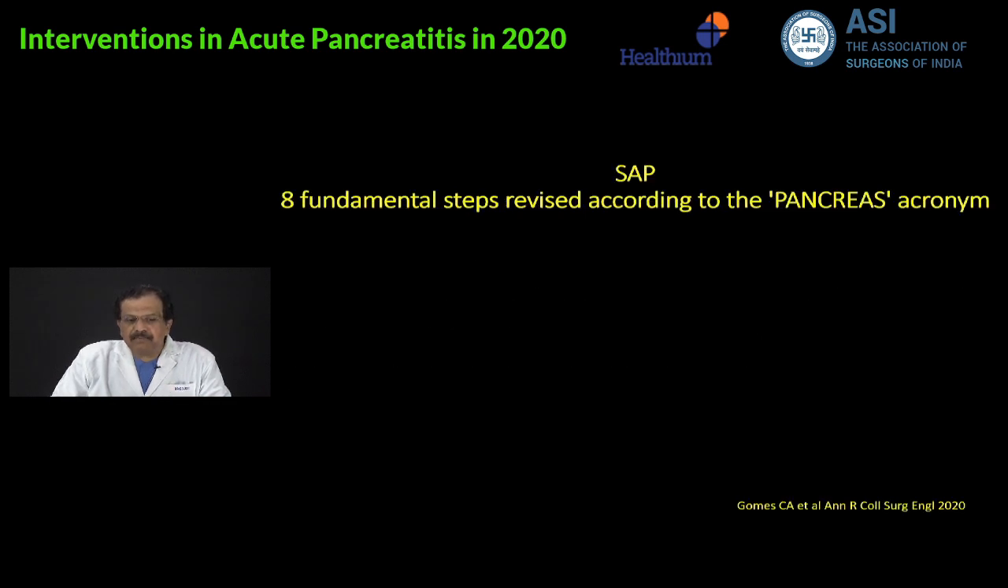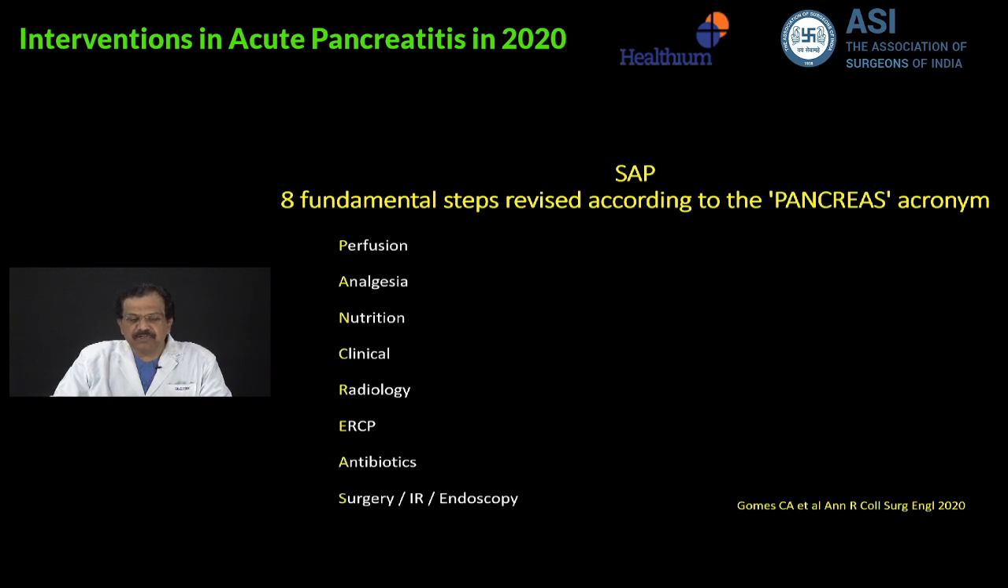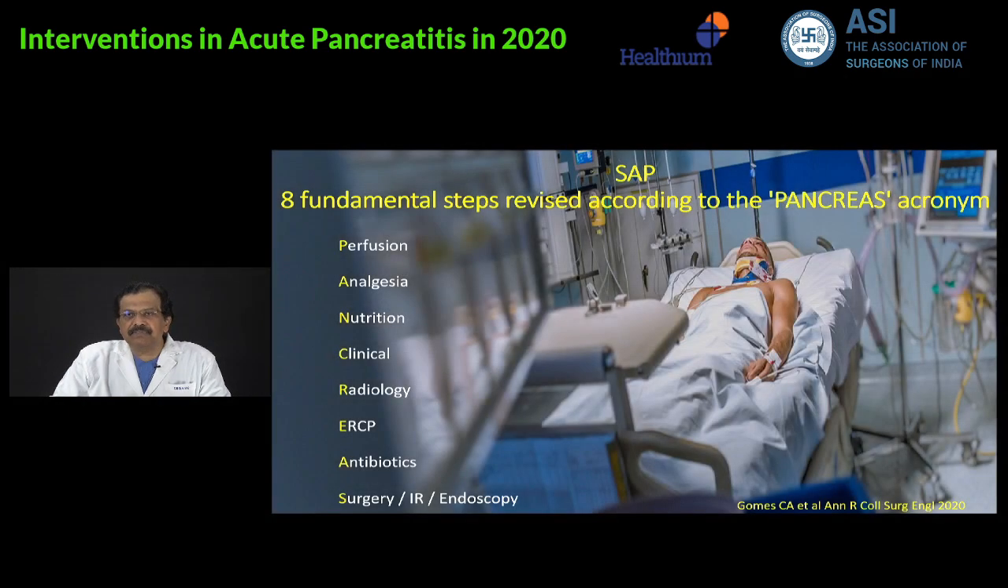Now, the 8 fundamental steps are revised according to the acronym PANCREAS, which most postgraduates can remember. P for perfusion, A for analgesia, N for nutrition, C for clinical classification, R for radiological imaging, E for ERCP interventions during acute pancreatitis, A for antibiotic usage in acute pancreatitis, and S for surgery, interventional radiology or endoscopic procedures that are done. But we have to remember that the backdrop of all this is critical care, the most important thing in the entire phase the patient goes through in acute pancreatitis.